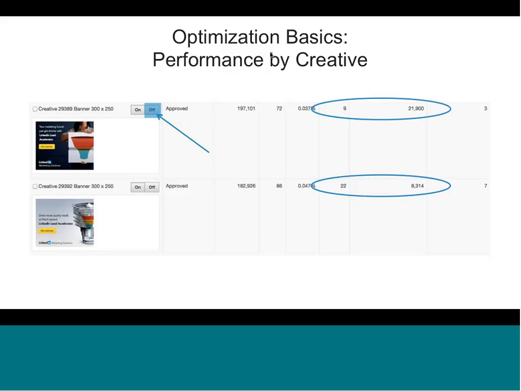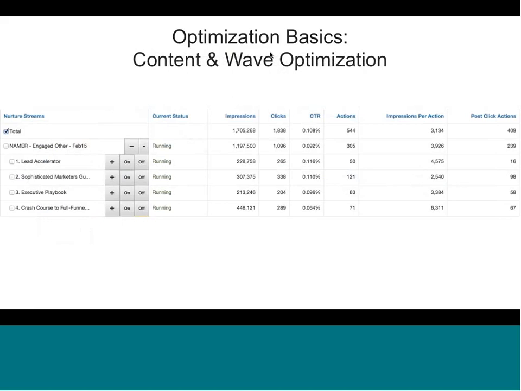Perfect. So next, let's talk about content and wave optimization. When looking at wave optimization, what you want to think about is, again, similar to what we were looking at with the creative. How many actions are we generating from each of these waves? How many impressions per action, etc.